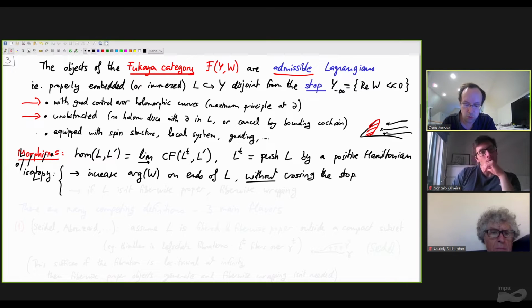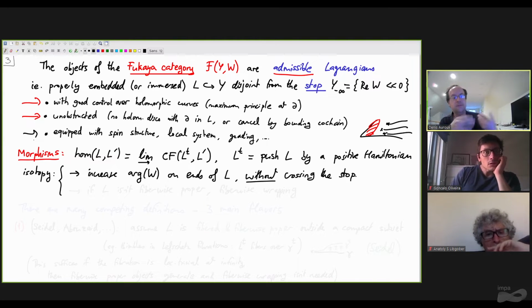And then there's also a condition about having spin structures, local systems, gradings, things that you need basically to be able to count disks with signs, with weights, with interesting coefficients, and have potentially a grading on your category if you want to compare this with coherent sheaves on some mirror space. So anyway, good enough Lagrangians that go more to east infinity than to west infinity.